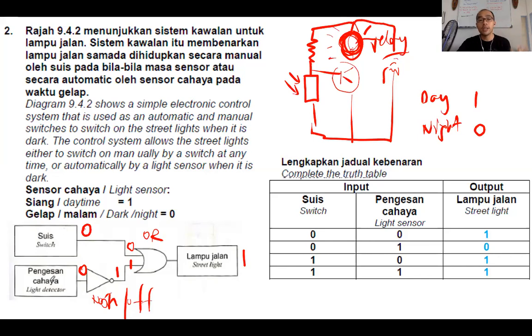Okay, just in case the light detector here is faulty. It's already night, but why are the street lights still not on? So it is possible to manually switch it on. I used to stay in a place, I won't mention where, where this happens quite a lot. You know, it's already dark, but the street lights are not on.